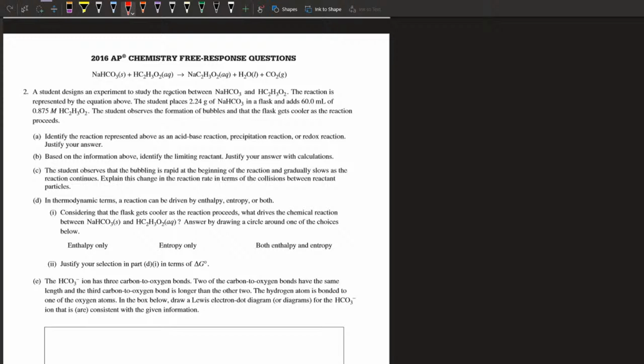So what we can do here is actually pretty simply just use process of elimination. Let's look at precipitation reaction real quick. There are no precipitates in this reaction. That automatically cancels this. We can't even consider this because of that. So that gives us 2 choices left. Let's look at redox reaction. In this reaction, the charges are not going to change, meaning that there's no redox reaction happening. So that's going to cancel out. So we're going to be left with acid-base reaction.